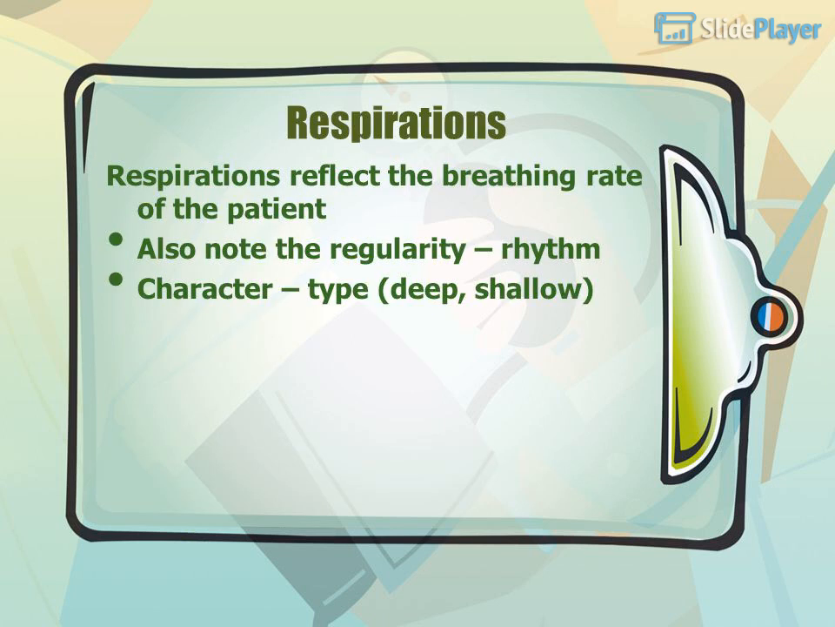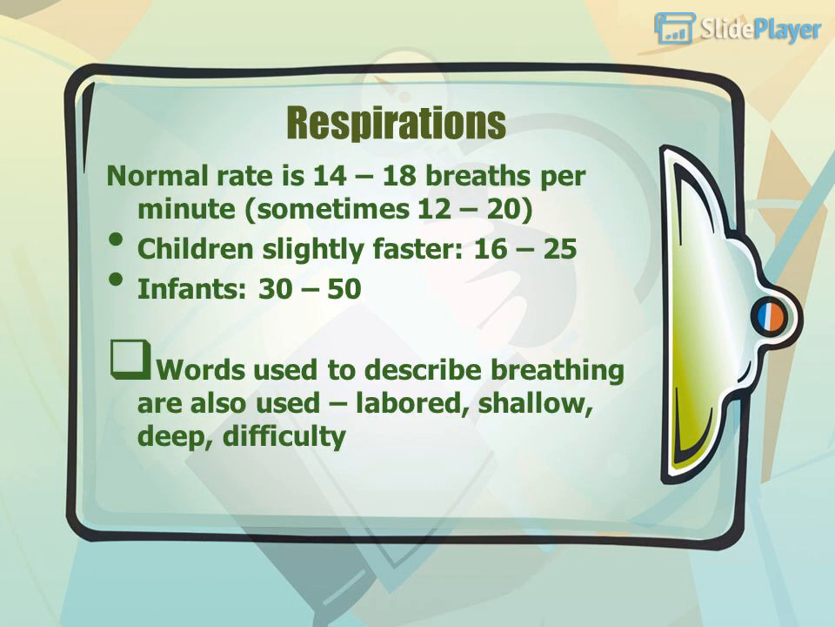Respirations reflect the breathing rate of the patient. Also note the regularity, rhythm, character, type, deep, shallow. Normal rate is 14 to 18 breaths per minute, sometimes 12 to 20. Children are slightly faster, 16 to 25. Infants, 30 to 50. Words used to describe breathing are also used: labored, shallow, deep, difficulty.